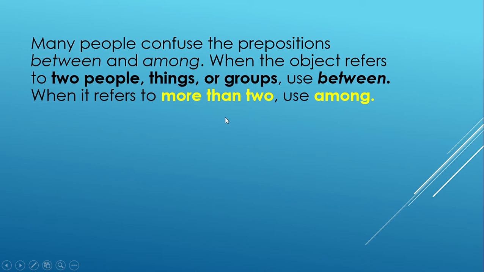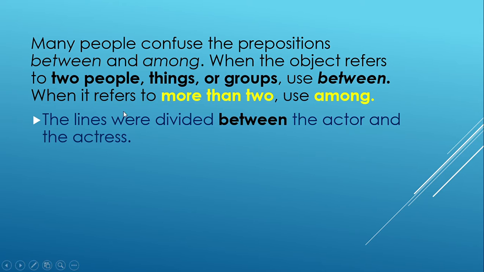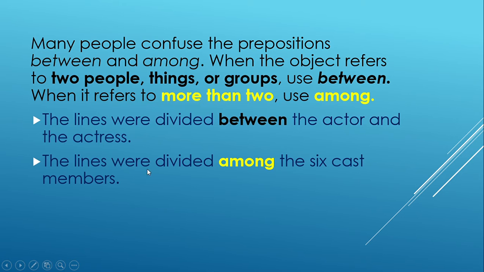Here are some examples. The lines were divided between the actor and the actress. So see, actor, actress, two things, between. The lines were divided among the 6 cast members. So obviously this is more than two. Okay, so two, between, more than two, among.